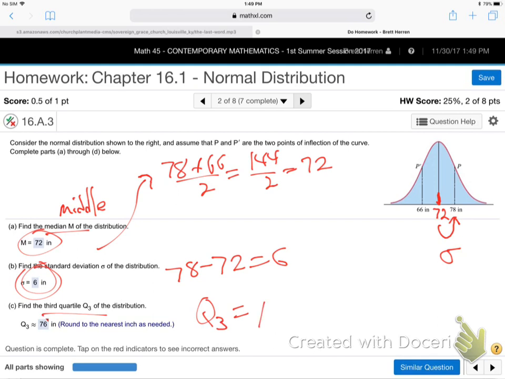Q3 is the middle plus 0.675 sigma. The middle, this right here, is like a U with a squiggle on the left. It's another Greek symbol, a Greek lowercase m. It stands for mean or median, middle.